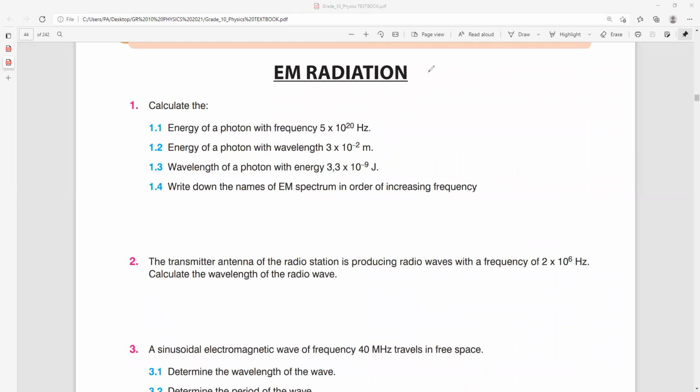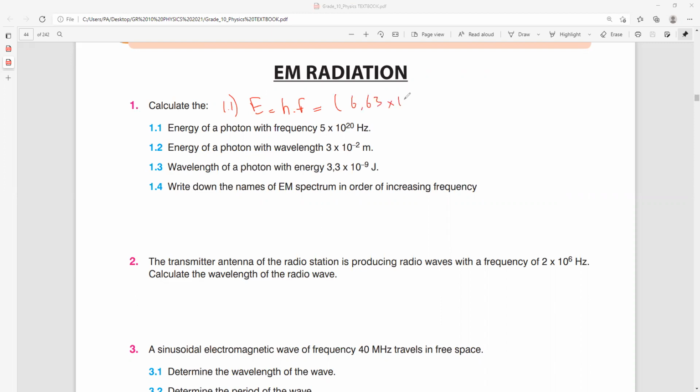Question 1.1, asking you energy. Energy equals, let's write here, 1.1. The energy formula you will have during the test, people: E equals h times f. If frequency is given, you can use this formula, hf. h is a constant number, also you are having it, people.